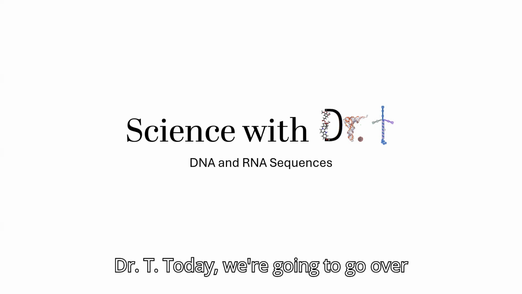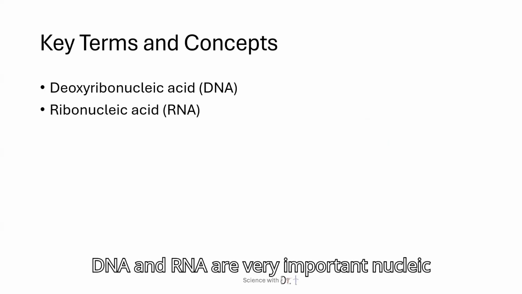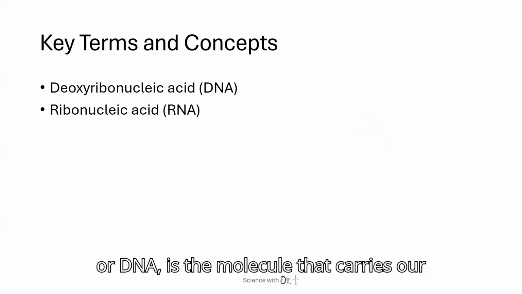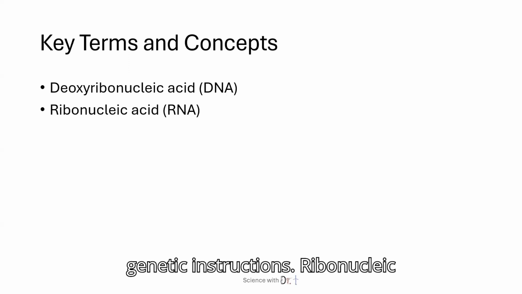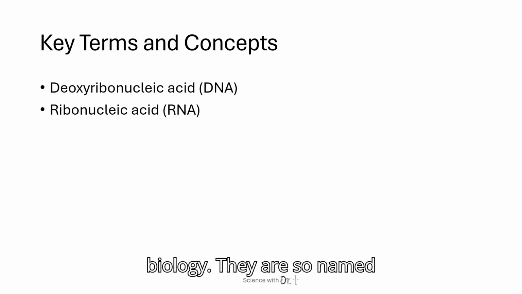T. Today we're going to go over DNA and RNA sequences. DNA and RNA are very important nucleic acids. Deoxyribonucleic acid, or DNA, is the molecule that carries our genetic instructions. Ribonucleic acid, or RNA, has many important roles in biology.